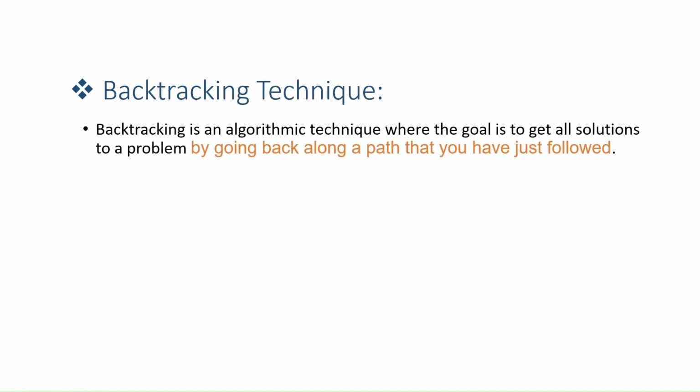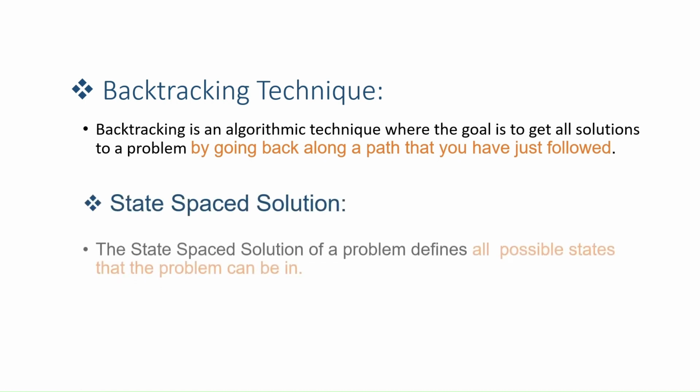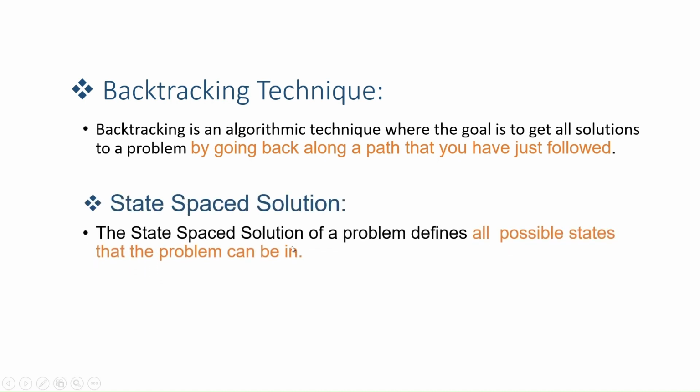Now take a look at the term backtracking technique. Backtracking is an algorithmic technique where the goal is to get all solutions to a problem by going back along a path that you have just followed. So, to get all those solutions of a problem, we have a design called state space solution. The state space solution of a problem defines all possible states that the problem can be in.